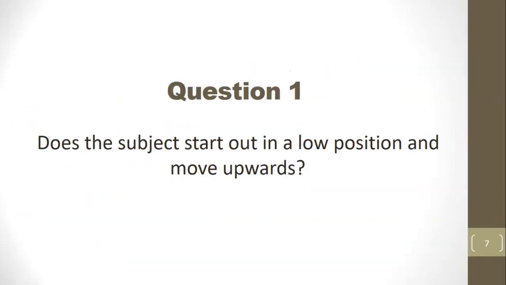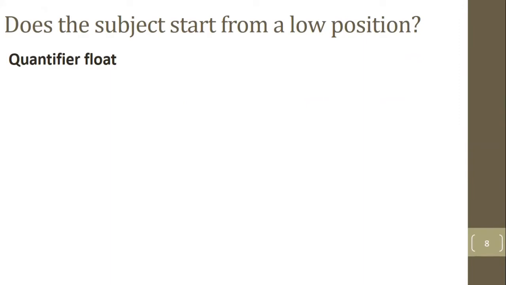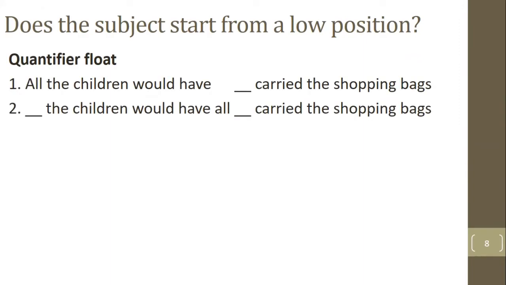So question 1, does the subject start out in a low position and move upwards? Well, the answer seems to be yes, because we have empirical evidence to that effect. If you look at the following quantifier float examples, in number 1, all the children is in the front of the sentence, and we now know this to be the specifier of the inflection phrase.